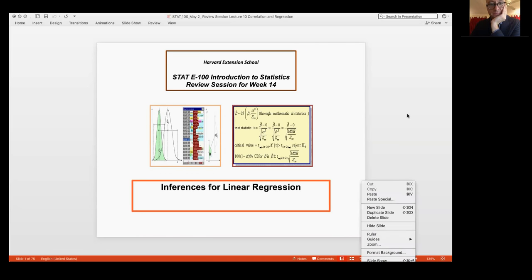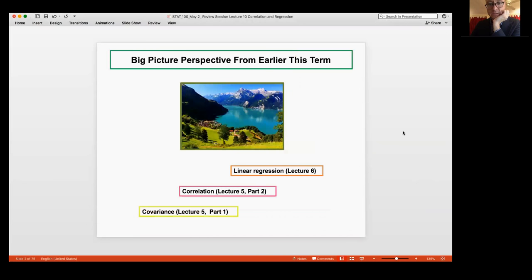Those are just some fancy figures about distributions and about test statistics and critical values. But here's the big picture from earlier in the semester. If we think about the weeks that we had, a week on linear regression, we had correlation, and then we had covariance.